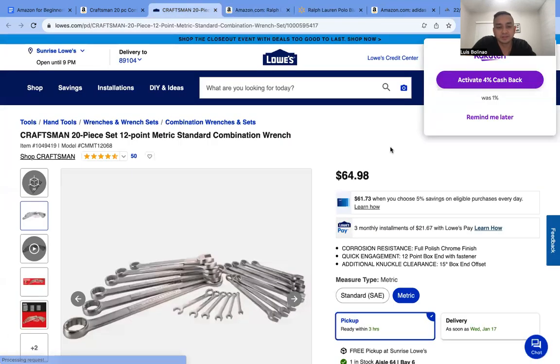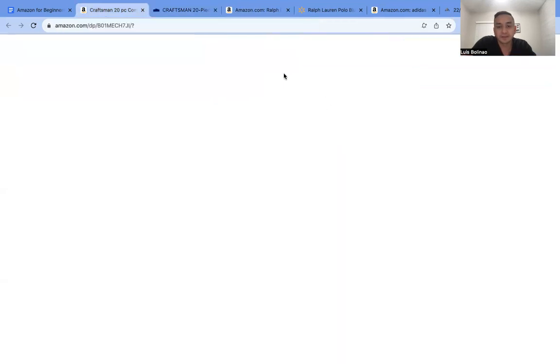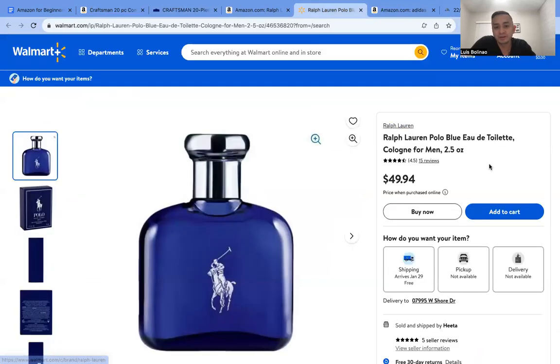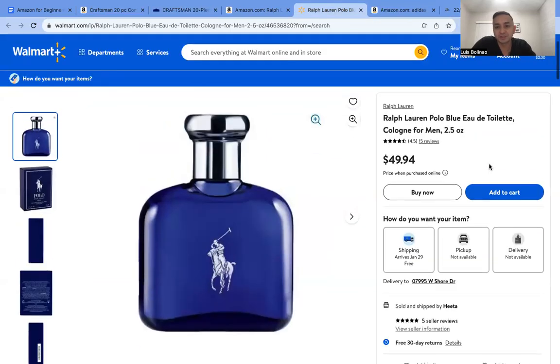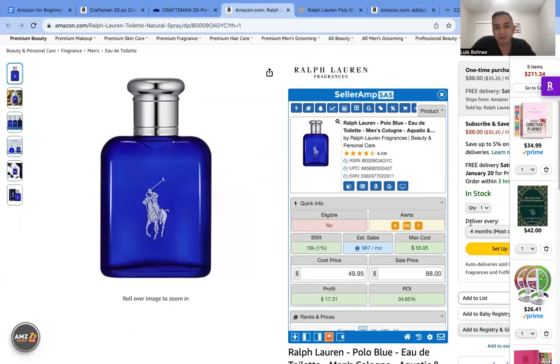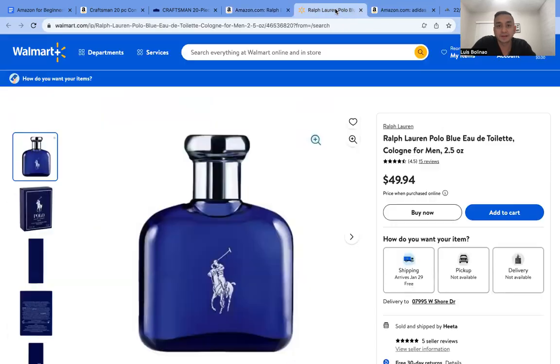And this one is a tool set from Lowe's for $65. And the same product is on Amazon for $117. So my process is like this, right? I pick a product, for example, this one right here, just for example purposes. I run my numbers. I use SellerAmp and Keepa. It looks like this. I run my numbers, look at the graphs, right? I make a decision. And then once I like the numbers, I usually buy 5 to 10 pieces per product.